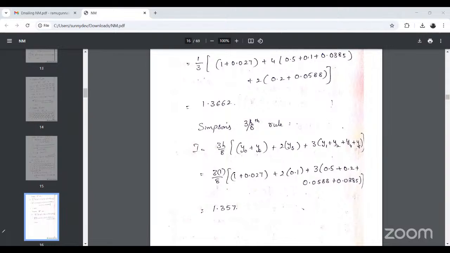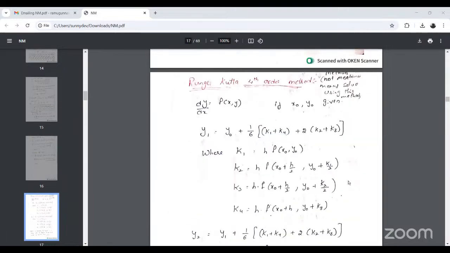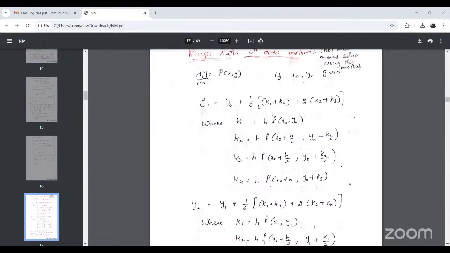Okay. So this is the question. Here the next method is the Runge-Kutta fourth order method. dy by dx equals f of x comma y, and y1 equals y naught plus 1 by 6 into k1 plus k4 plus 2 into k2 plus k3. So k1 equals h into f of x naught comma y naught, and k2 equals h into f of x naught plus h by 2, y naught plus k1 by 2.